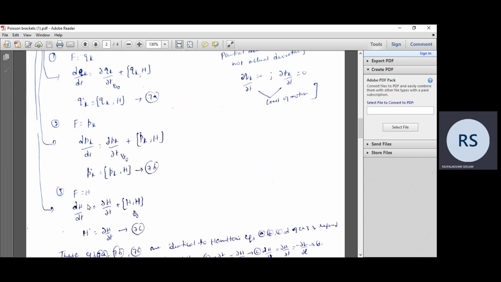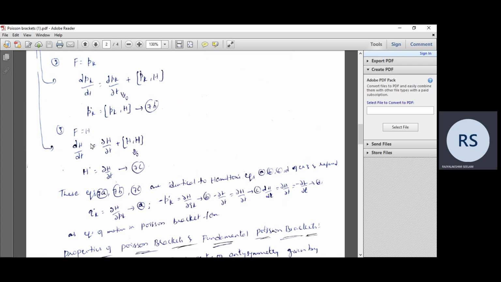If you replace f with h, we will obtain in equation number 4 dh by dt equals dou h by dou t plus h comma h. So h comma h equals 0. So h dot equals dou h by dou t.